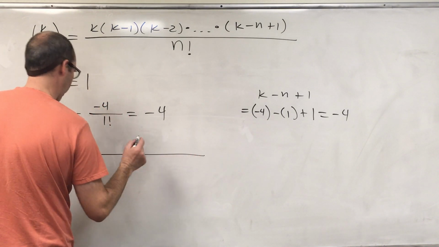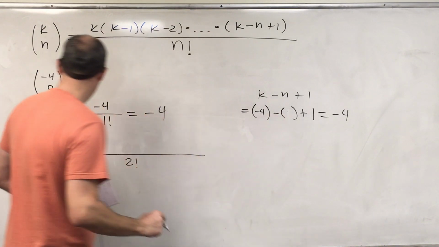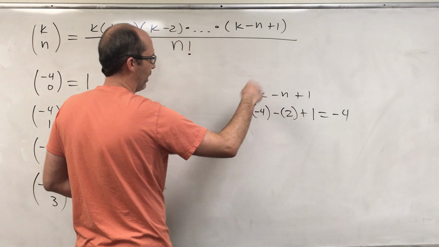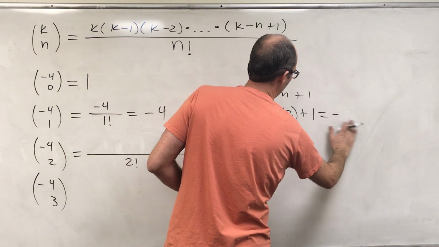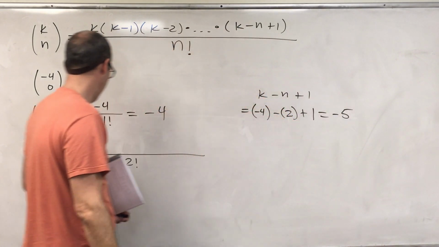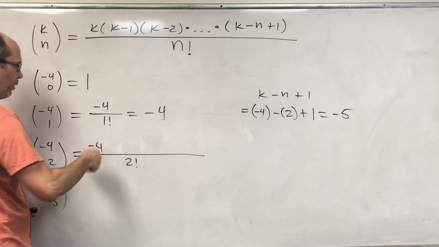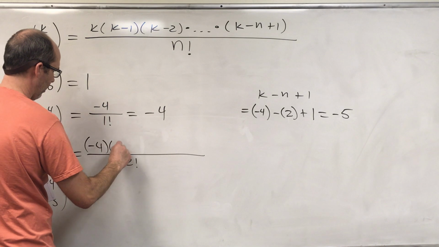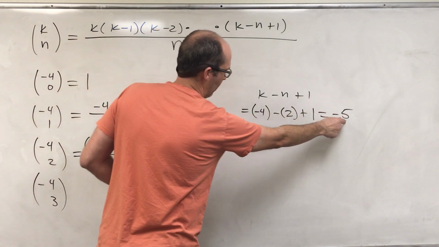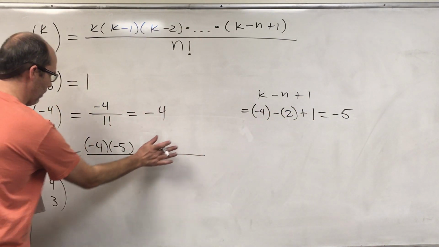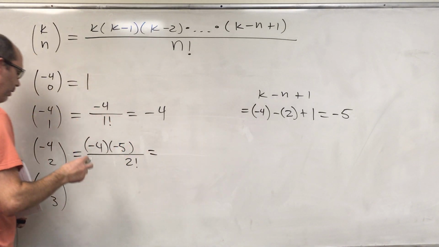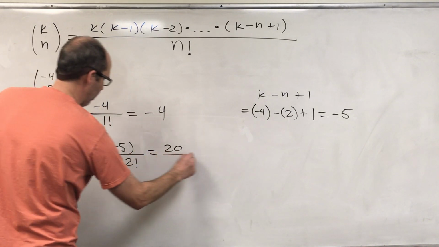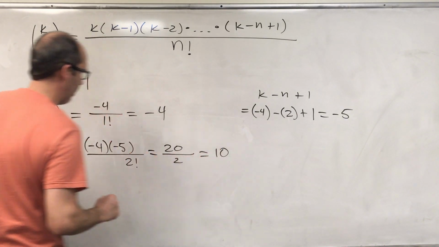So we got 2 factorial. N in this case is 2, so we put a 2 in there. Let's see, negative 4 minus 2, that's negative 6. Negative 6 plus 1 is negative 5. So we start at negative 4, then we go to negative 4 minus 1, which is negative 5, and that's where we stop. That's because we figured out where we stop there. So let's see, 5 times 4 is 20. Negative times a negative is a positive. Got 2 on the bottom, so you got 10 like so.